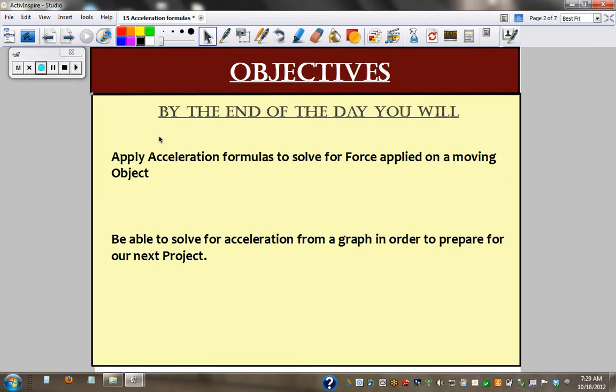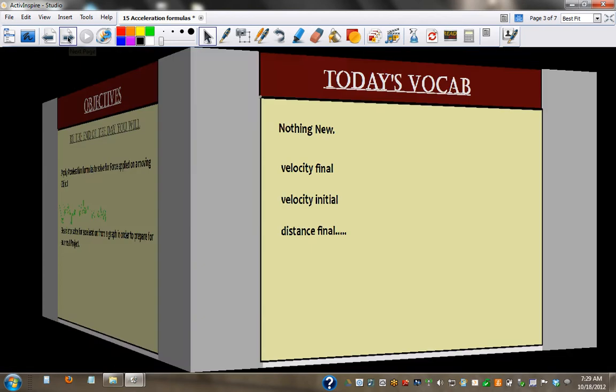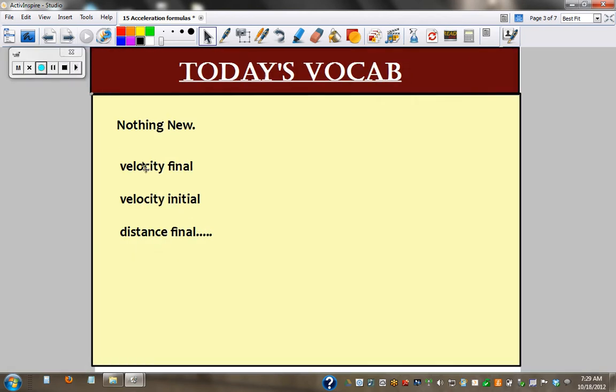Alright, by the end of the day you'll be able to apply acceleration formulas to solve for force on a moving object, and then be able to solve for acceleration from a graph in order to prepare for our next project. And actually I'm going to do this on a separate video. I'm going to do this on the 15 project video. Or I'll probably do it in class. This will be in class as I introduce the project. So we're just mostly doing this first one. Vocab's nothing new, it's just all our velocity vocab.